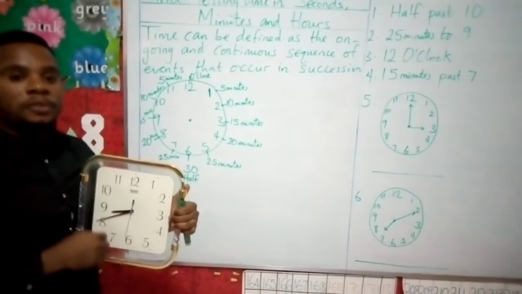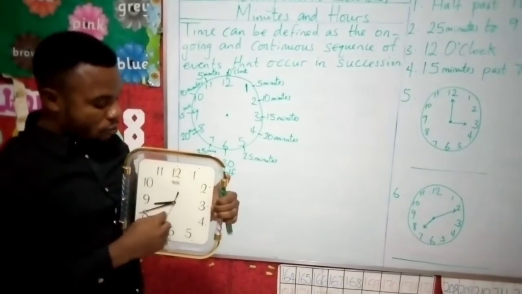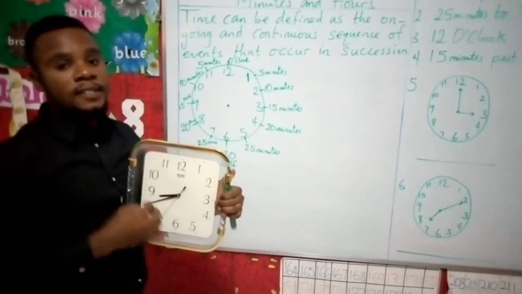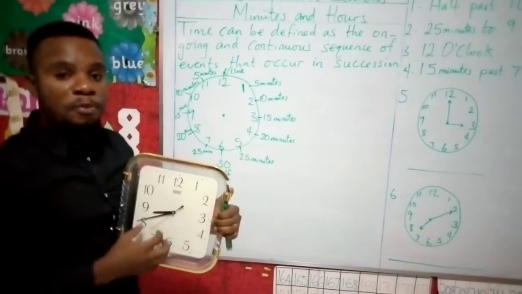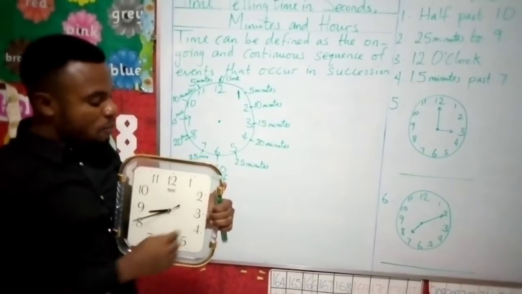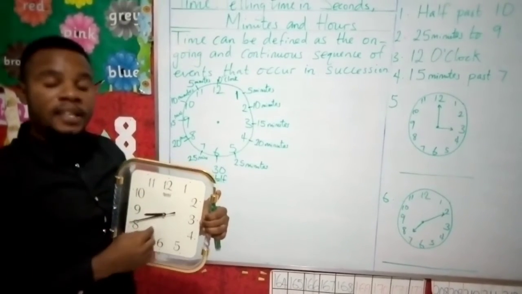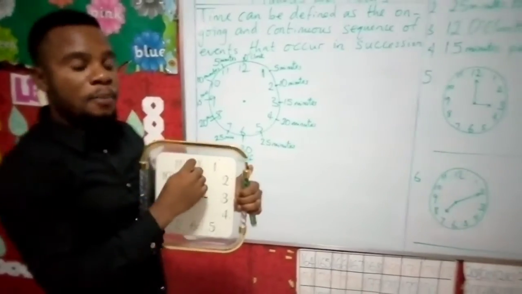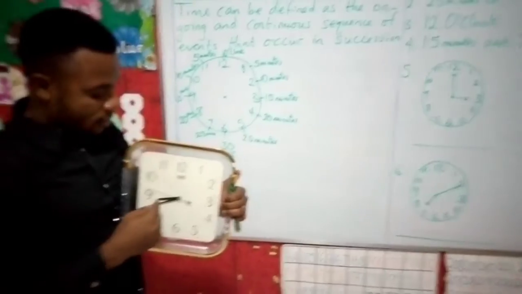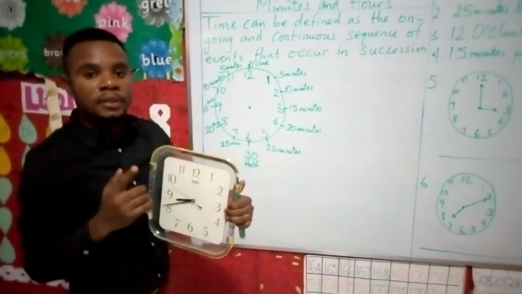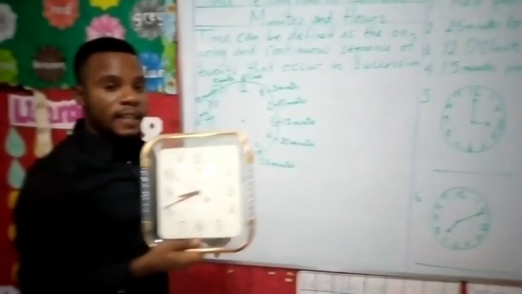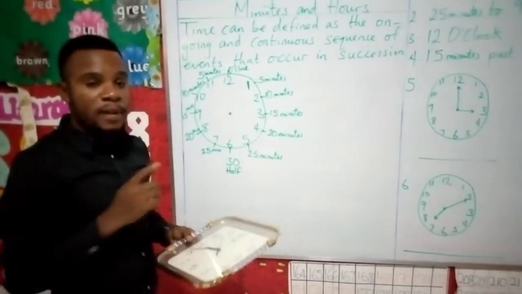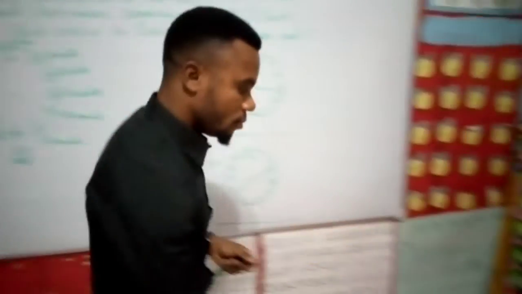It takes the second hand 60 counts to move the minute hand, and it takes the minute hand 60 counts to move the hour hand. So when the second hand moves up to 12, the minute hand moves 1 minute. When the minute hand moves up to 12, 60 counts, the hour hand moves 1 hour. So with this, we'll be able to explain time properly.